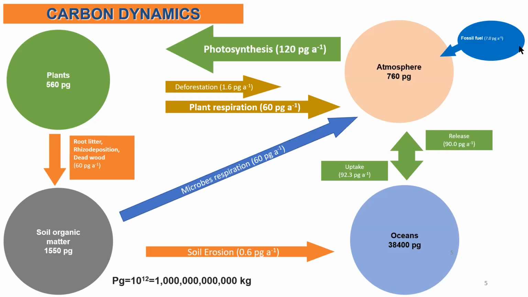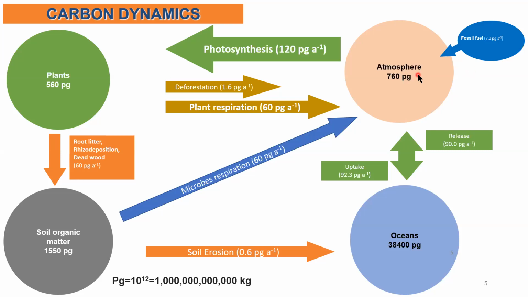And the other contributor, which is very high, is 7 petagrams per annum. That is the major anthropogenic contribution, because we are taking fossil fuels out of the soil layers and then burning them, and we are releasing a lot of carbon dioxide into the atmosphere.